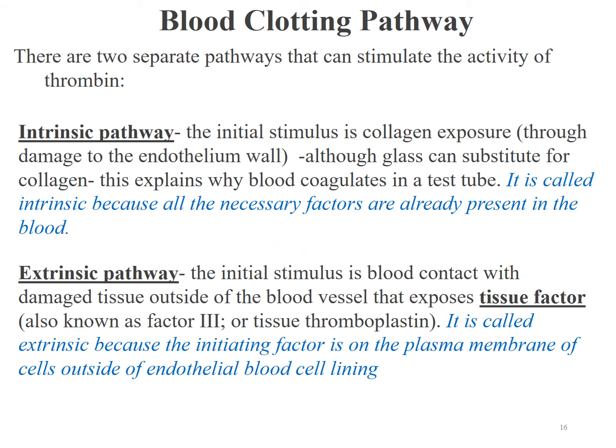So there are two separate pathways that can stimulate the activity of thrombin. Again, what is thrombin? It is the enzyme that converts the soluble fibrinogen into the insoluble fibrin monomers. So depending on the source of stimulus, if the damage is internal or within the blood vessel, the initial stimulus is collagen exposure, because collagen is just beneath the endothelium wall.